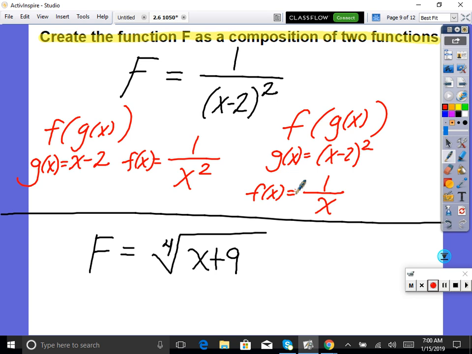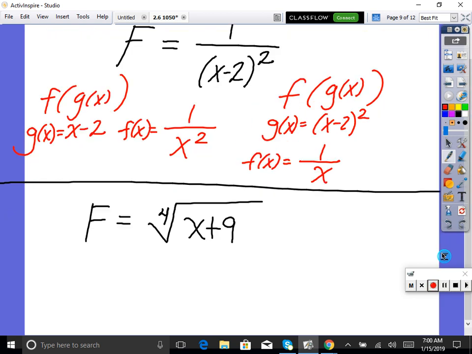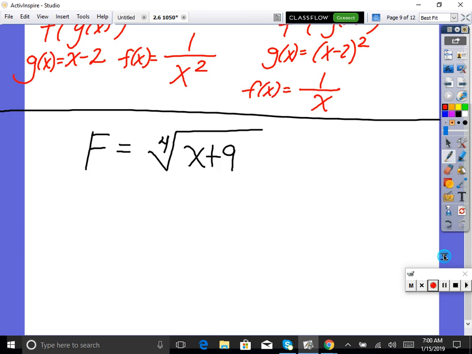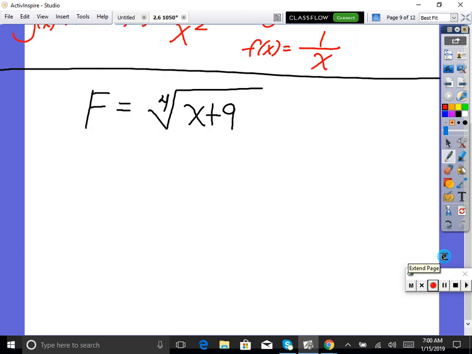Okay, so try again. Everyone, create an f of g of x function or whatever you'd like, just as long as once you plug one into the other, it produces the fourth root of x plus 9.